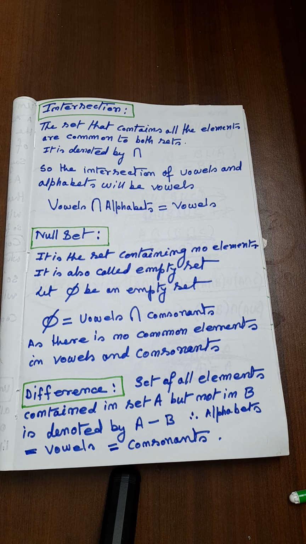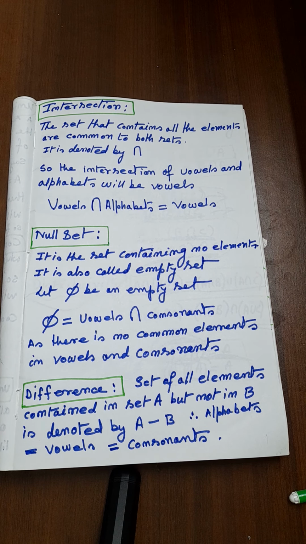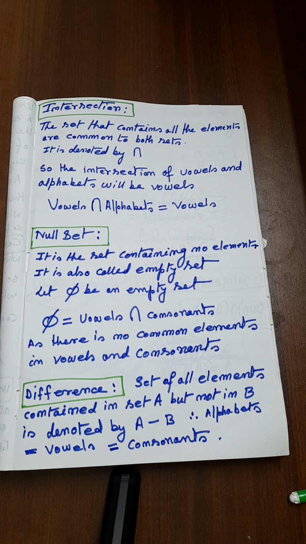Now, what is null set? It is the set containing no element. It is also called empty set. Let S be an empty set. Then what happens if we do an intersection? What does intersection do? Intersection takes the common elements from the sets, right?